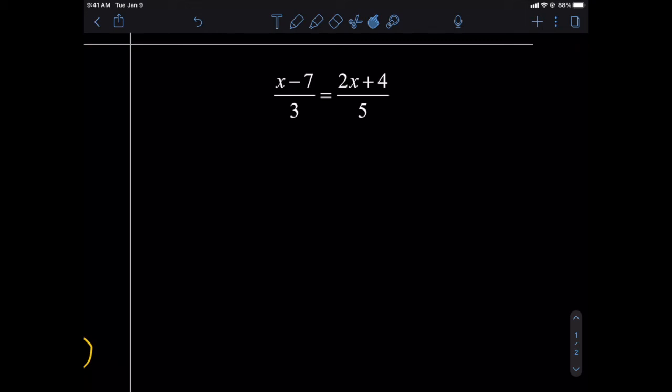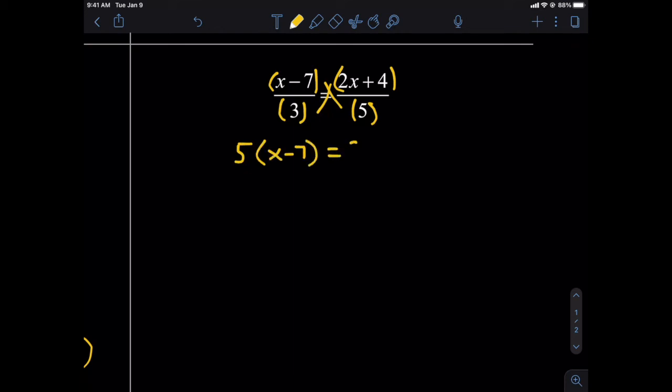Right, so let's go ahead and put our money where our mouths are. Let's start by grouping here, parentheses around the top and the bottom of the left fraction, parentheses around the top and bottom of the right-hand fraction, cross-multiply, and then distribute. Here we are. We're going to have 5 times x minus 7 is equal to 3 times 2x plus 4. Carry out the distribution on both sides.